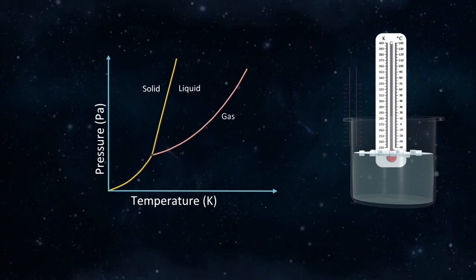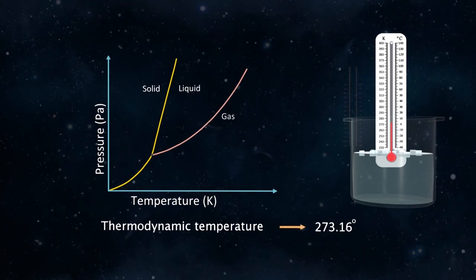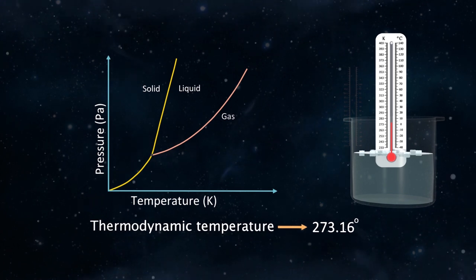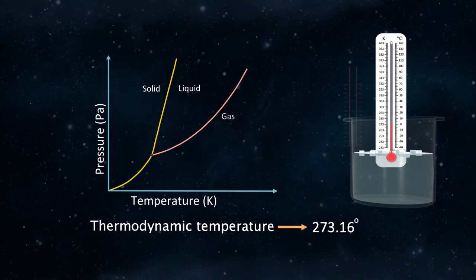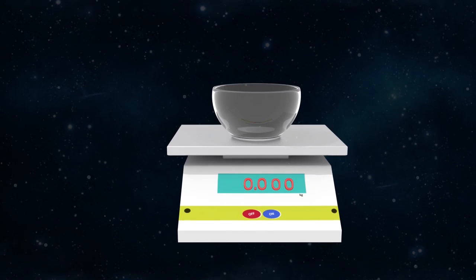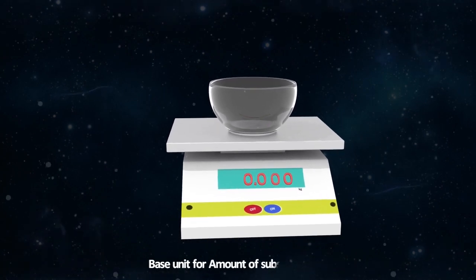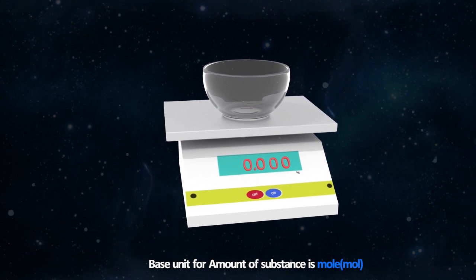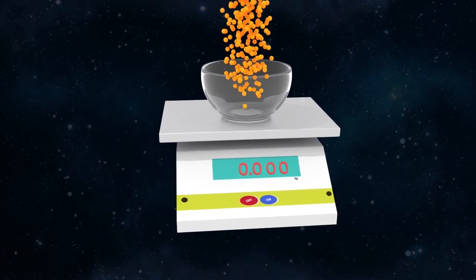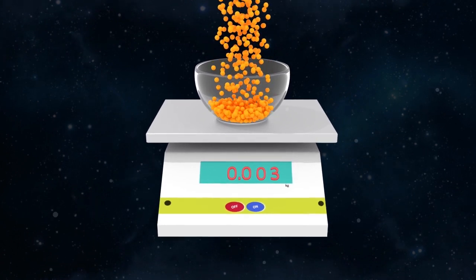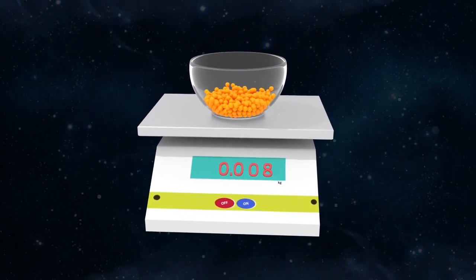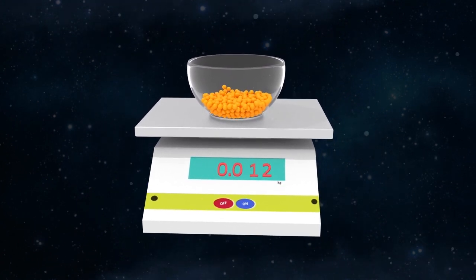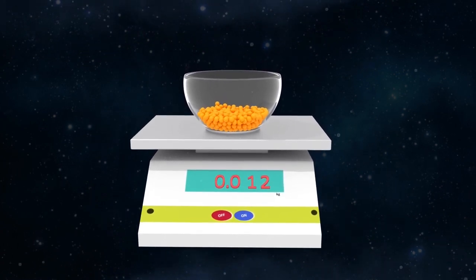The Kelvin is the fraction 1/273.16 of the thermodynamic temperature of the triple point of water. Base unit for amount of substance is mole, represented with the symbol mol. The mole is the amount of substance of a system which contains as many elementary entities as there are atoms in 0.012 kilograms of carbon-12.